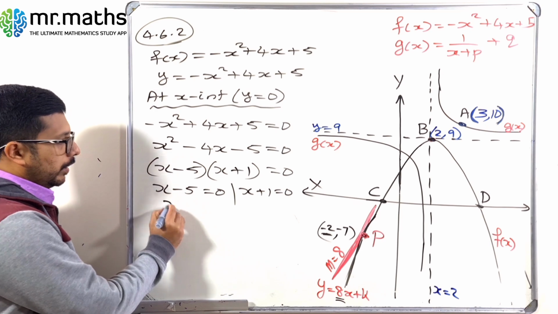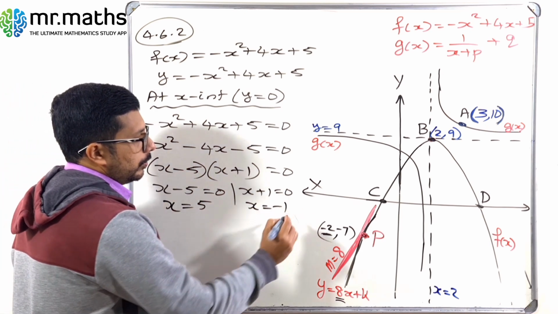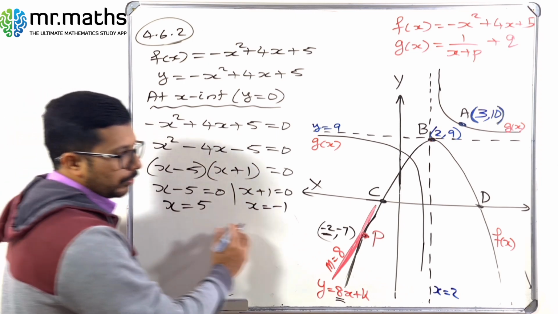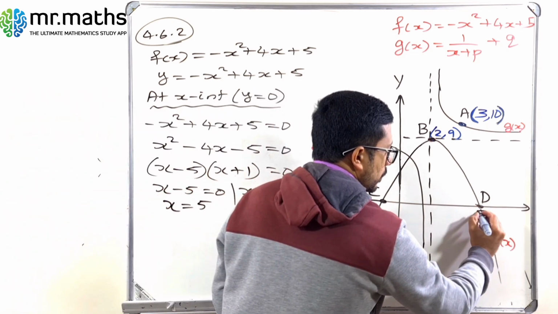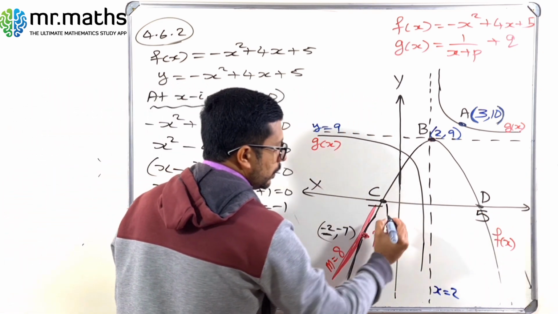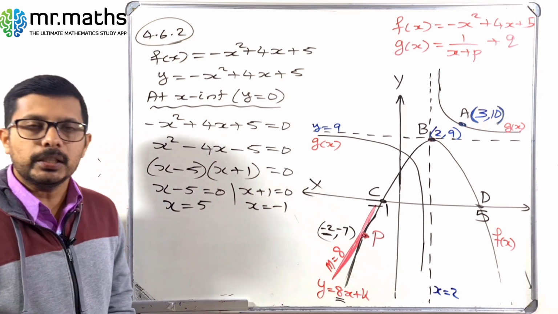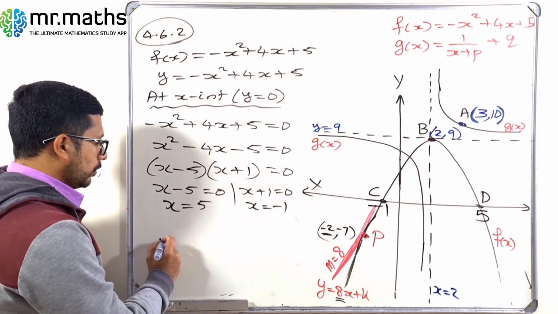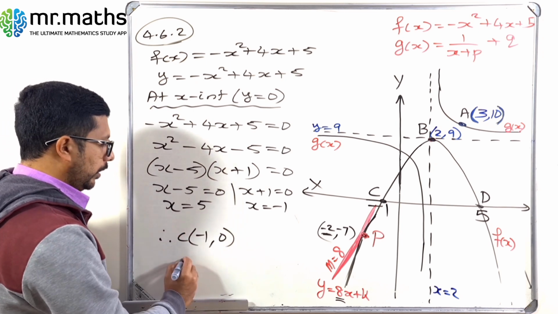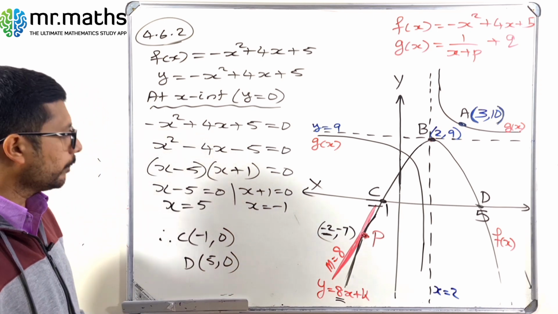Am I right? x is equal to, take this to the other side, 5, and x is equal to minus 1. So which coordinate is this one? Positive 5, of course this one is 5, and negative 1, so this one is negative 1. So we know the coordinates of C and D. Therefore C is minus 1 comma 0 and D is 5 comma 0, x-intercept, y is 0.